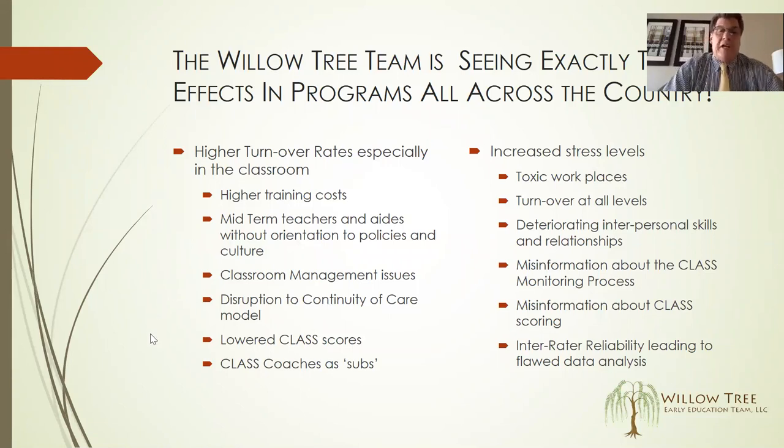We've also seen classroom management issues, again tied to some of the same things. There's a lot of new staff with turnover. There's a lot of untrained or undertrained staff. There are a lot of different teams. Children are walking into classrooms with one teacher one day, a different teacher the next day, a sub the next day. We'll talk more about that, and we'll also talk about how that ties into CLASS scores. There's a disruption to the continuity of care model.